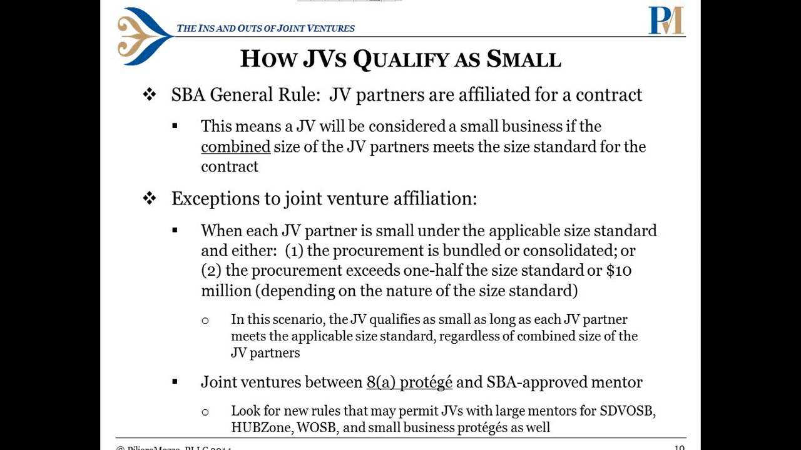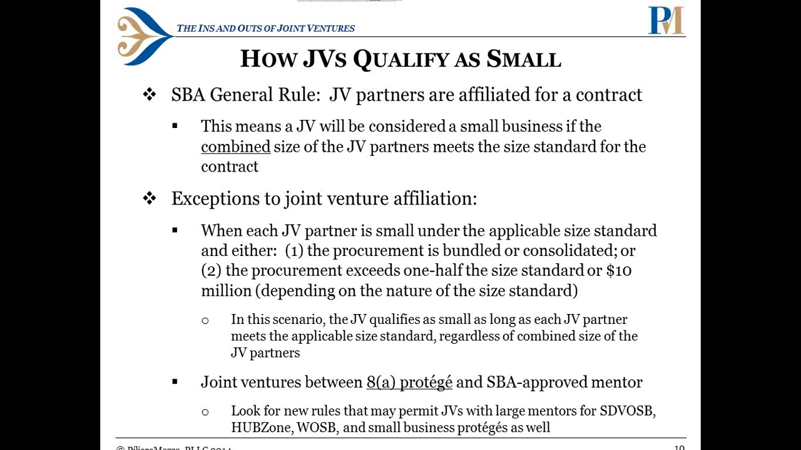The next exception is for joint ventures between an 8(a) protege and an SBA approved mentor. So an 8(a) protege can joint venture with its mentor on any set-aside that that 8(a) company is eligible for, regardless of whether the mentor is large or small.